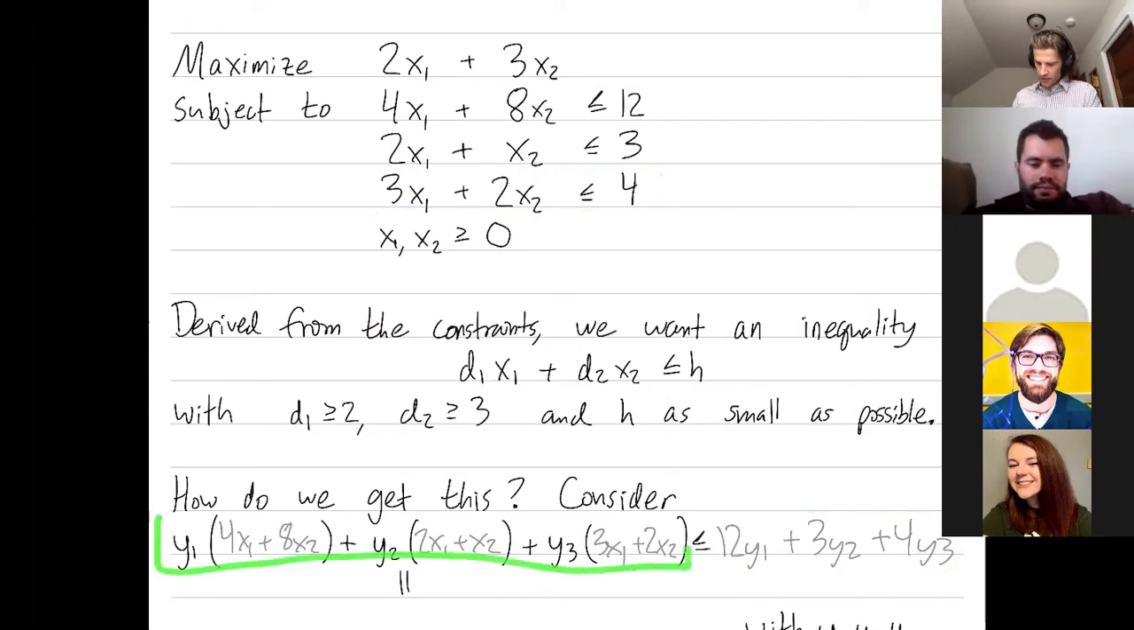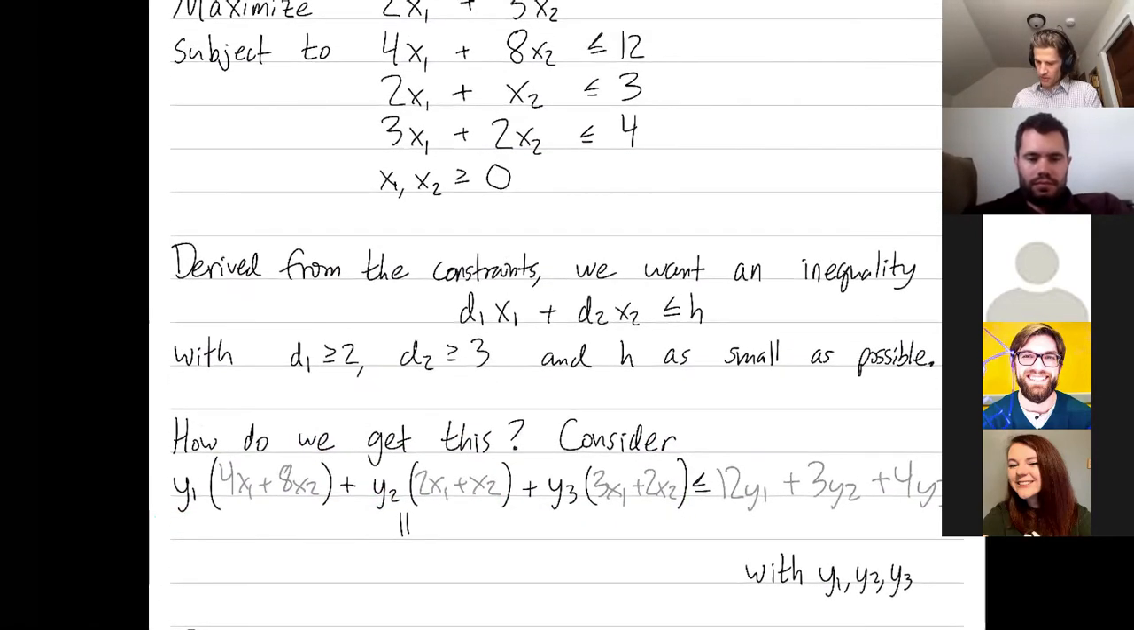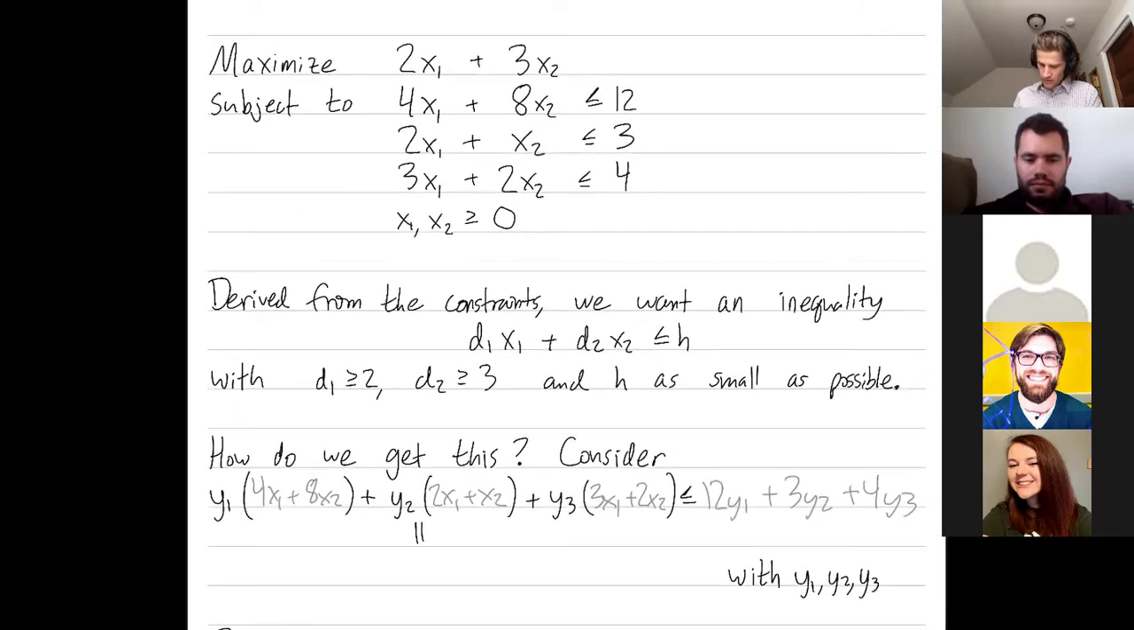This is going to be our D1 x1 plus D2 x2, but I really want to solve for x1 and x2. So I'm going to combine like terms to get x1 and x2. How many x1s do I have? I have 4y1 plus 2y2 plus 3y3. Those are the x1s coming from here and here and here.